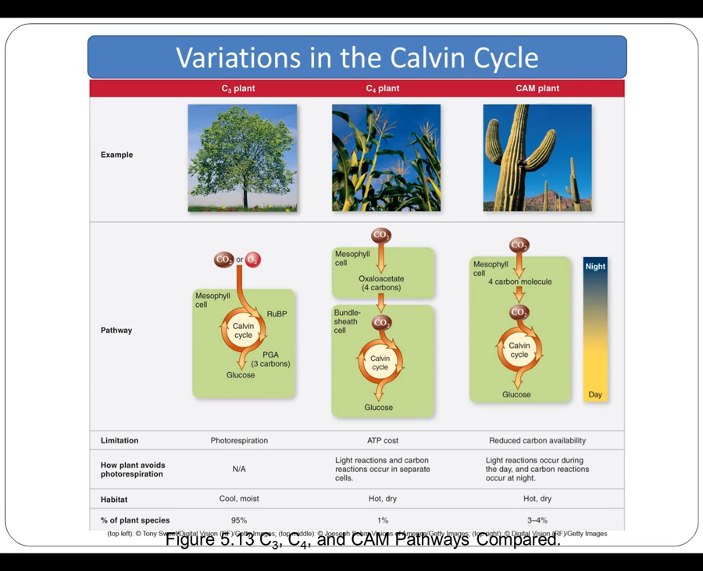About what percentage of the plant species utilize the CAM pathway? 3 to 4%. So still a modest amount. But certainly I think you guys can appreciate that not all species utilize the exact same pathways. There are some variations. But they're still able to adapt to their environment and survive.